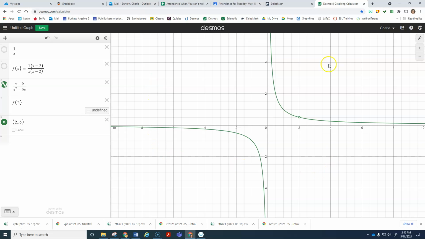So if I was going to do a screenshot of this, that would show you for sure that I have a hole, and you would have to know that the x minus 2 is the x value where the hole is located. So when you have common factors that cancel out on the top and the bottom, you're creating a hole. That's the takeaway from this video.